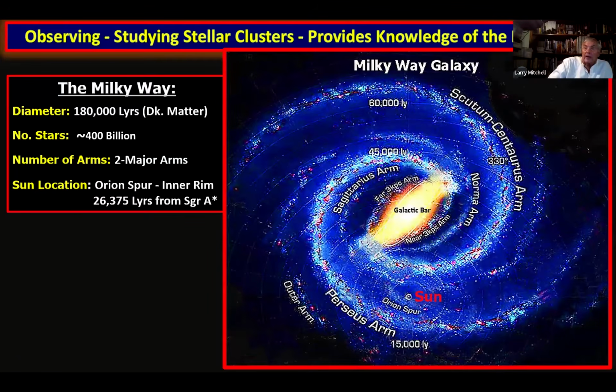Our galaxy has a diameter of about 180,000 light years if you figure in the dark matter. If you take the dark matter away, it's about 100,000 light years. But astronomers are including dark matter in most galactic diameters these days. There's about 400 billion stars in our Milky Way, and our sun is located a little over 26,000 light years from Sagittarius A star. Sagittarius A star is what we call the 4 million solar mass black hole in the center of the Milky Way galaxy.